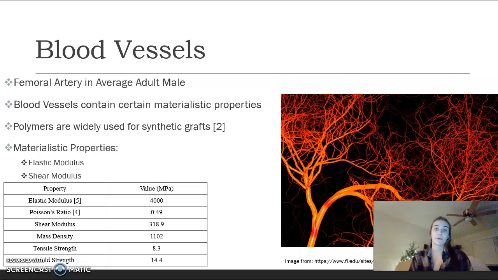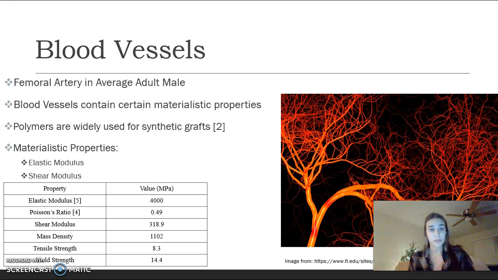So the blood vessel I will be focusing on is the femoral artery in the average adult male. Blood vessels actually contain very certain materialistic properties that man can't exactly create. They can make it as close as possible, which we use polymer.